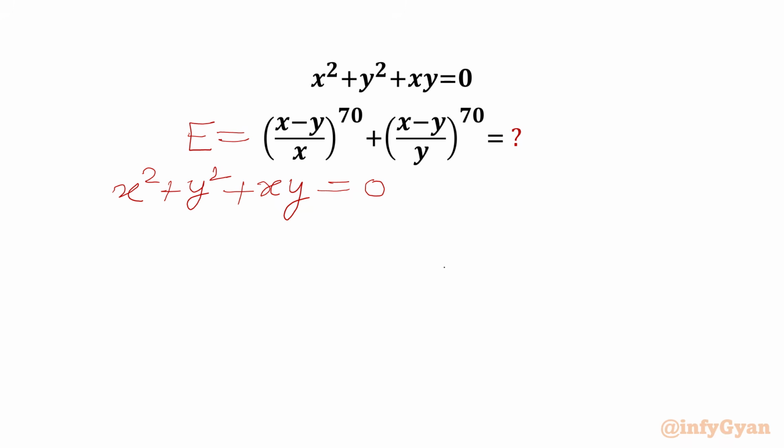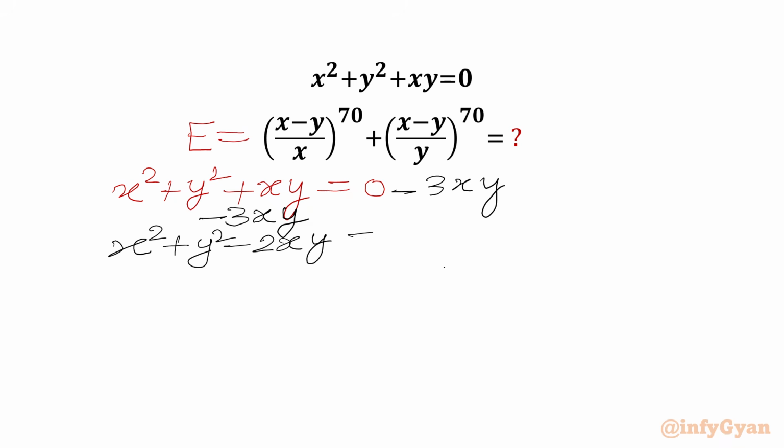Now we are going to subtract 3xy from both the sides. So we'll write here minus 3xy, we'll write here minus 3xy. Now LHS will become x square plus y square minus 2xy equal to minus 3 times xy. Now LHS is one identity, x minus y whole square. And right hand side we'll write minus 3xy.